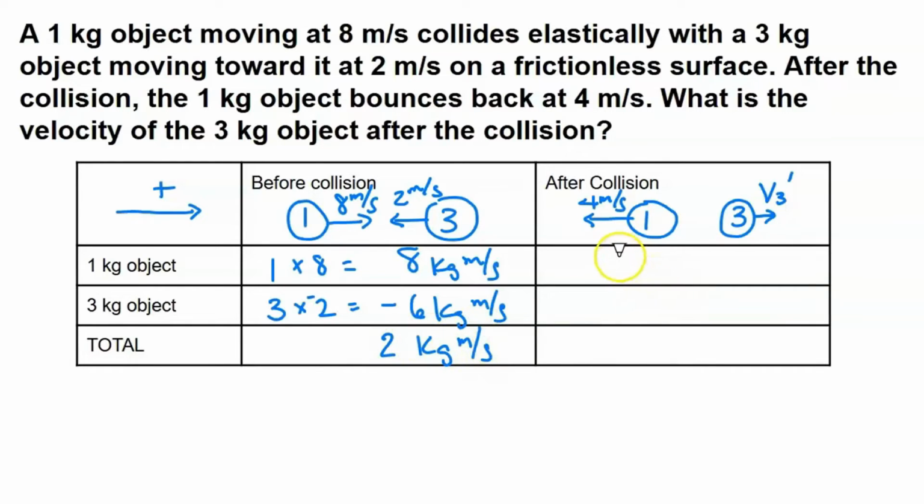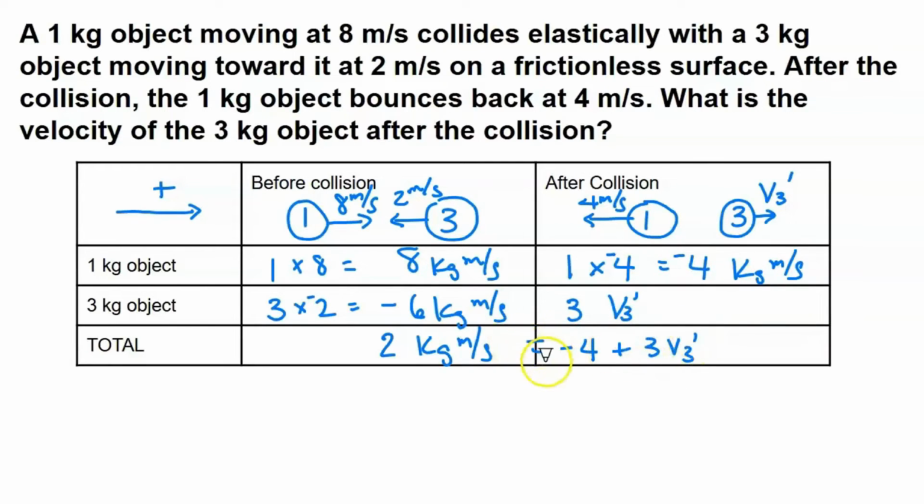And then on the right hand side, I have 1 times 4, which is 4 kilogram meters per second. This 4 is negative, so I'm going to put a negative there, so this is a negative momentum. And then for object 3, it's going to be 3 times v3 prime. That's the final velocity of object 3. If I add these two up, I get negative 4 plus 3 v3 prime.